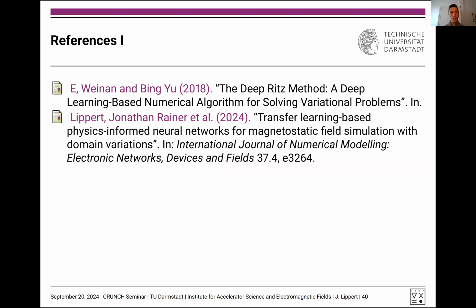And here, as I said, the work was basically based on a Deep Ritz paper, and the paper is published. You can find it at Wiley's in the International Journal of Numerical Modeling. And now, if you have further questions, I'm happy to answer them.